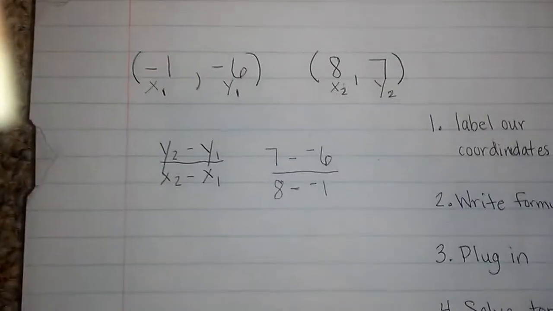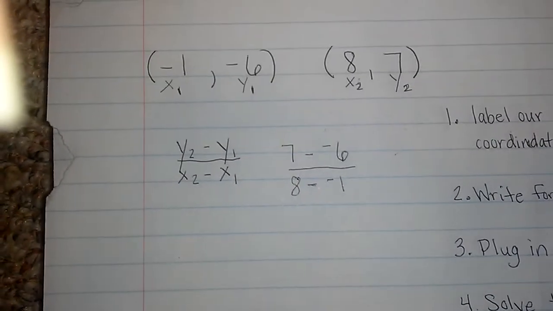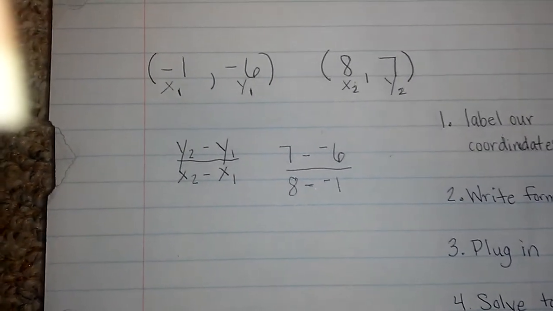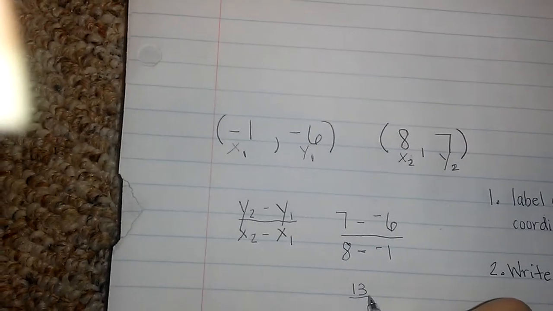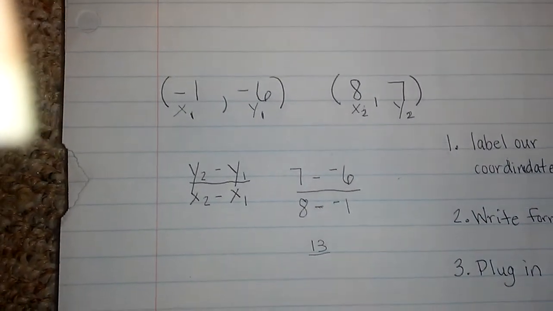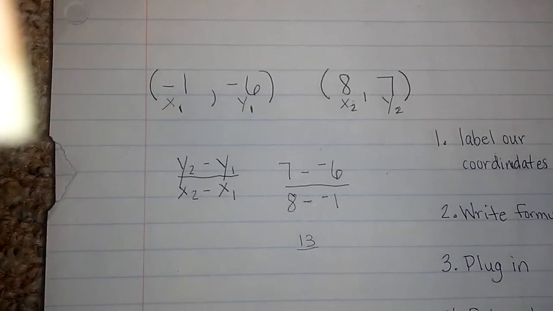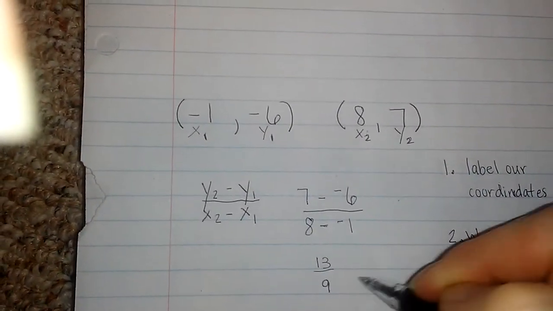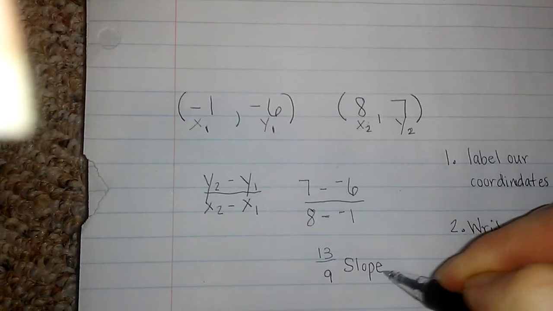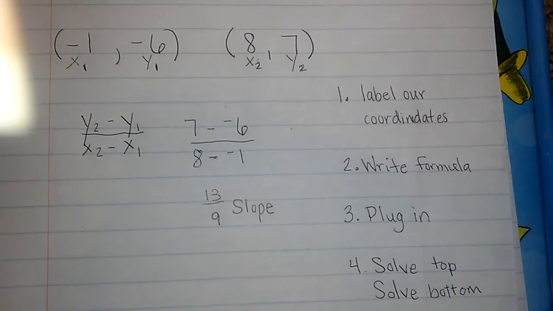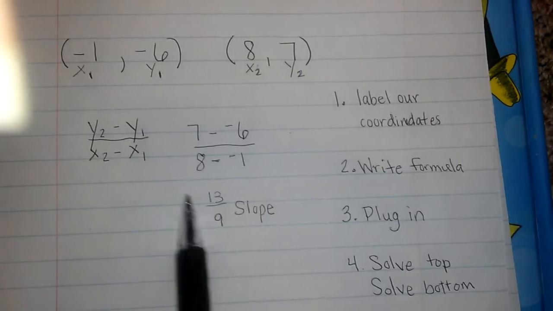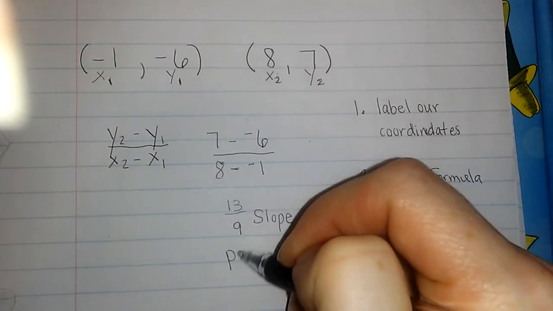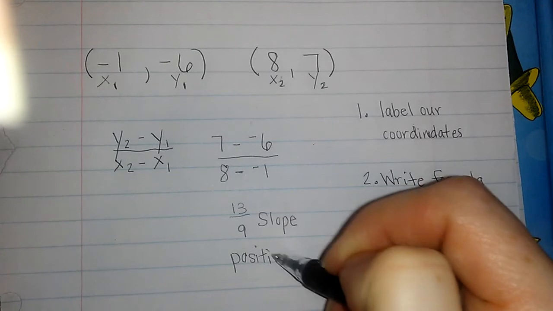Okay, so I'm going to grab my calculator here, and I am going to plug in 7, take away a -6, and I get 13. And then I'm going to do 8, take away a -1, which is a 9. This is my slope. And if we look at that, there is no negative, so this is a positive slope.